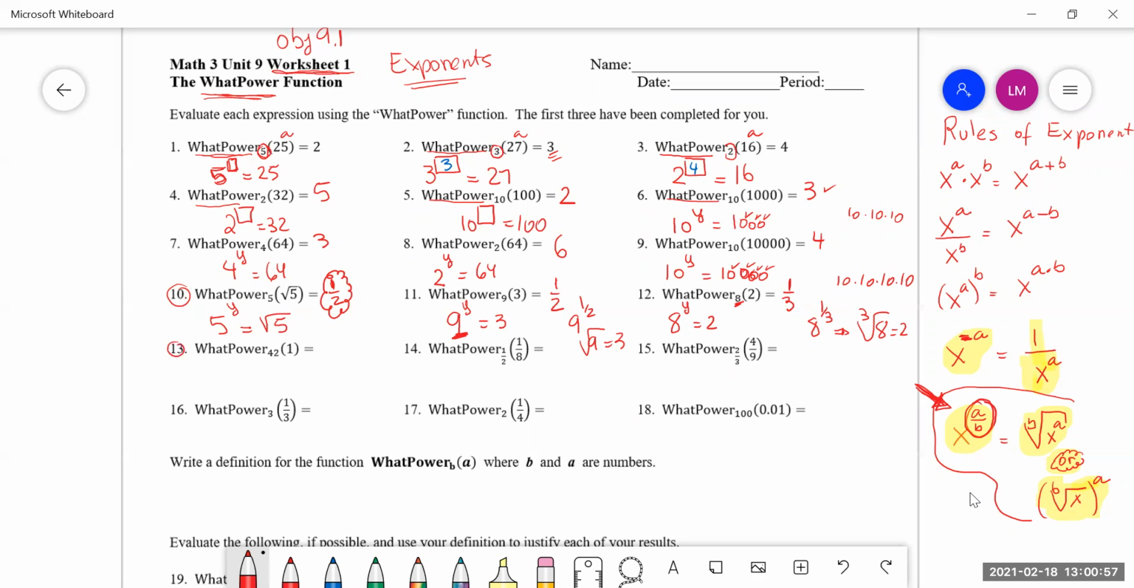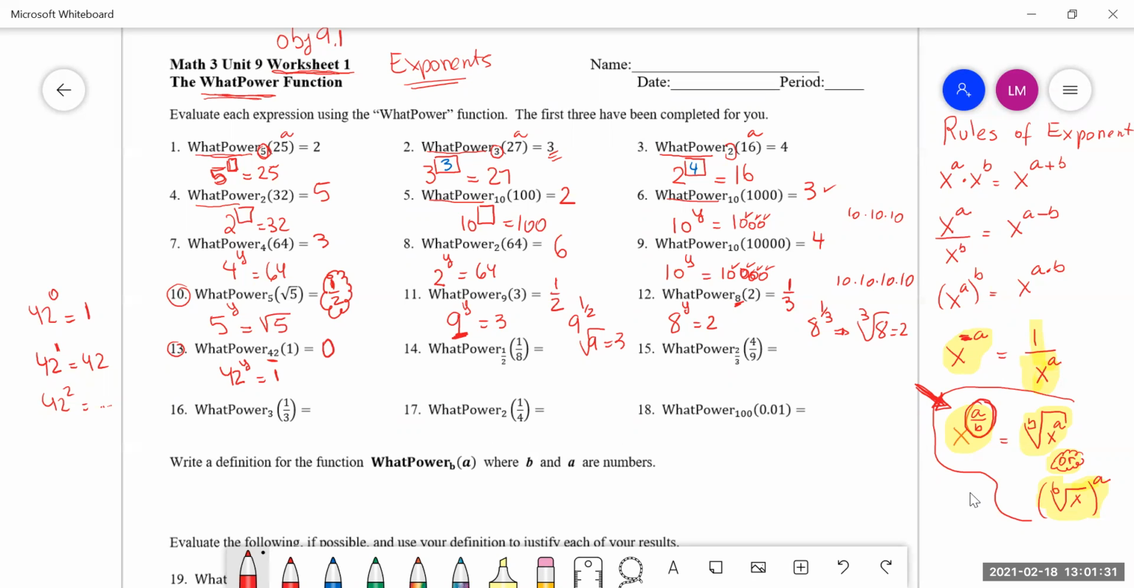Number 13, 42 to what power? 42 to the power of y will give us 1. Well, I know 42 to the first power is 42. Let's write it right here. 42 to the first power is 42. 42 squared, I don't even want to think about it, I'm going to have to use my calculator for that. So it must be 42 to the 0 power to give me 1. So what power is that? 0.